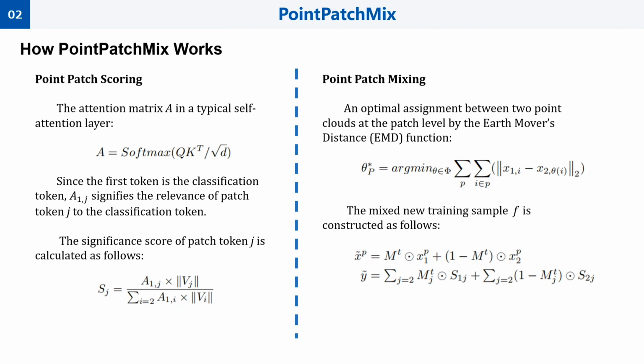In the point patch mix, we use the Earth mover's distance function to determine the optimal assignment of the point cloud at the patch level. Subsequently, we generate a patch-level random mask M based on the mixing ratio. Finally, a new mixed training sample can be constructed with the significance score from the pre-trained teacher model.